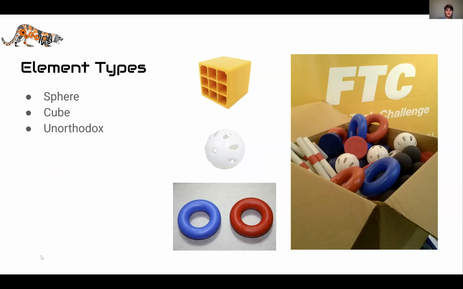There are a few different kinds of game elements that FIRST likes to use. In this upcoming game, we're going to be using these spheres and cubes, which were also used a few years ago on the Rover Ruckus game. But there are also other things, like rings that were used last year, donuts, or the blocks from Skystone, or really whatever FIRST wants to use.